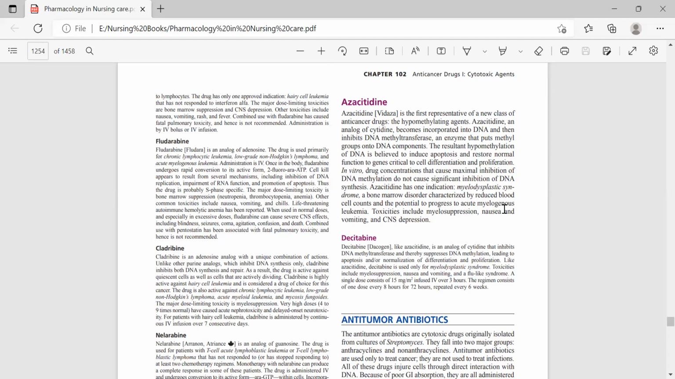Now, the anti-tumor antibiotics will be covered in the next lecture. This is all about the anti-metabolites.